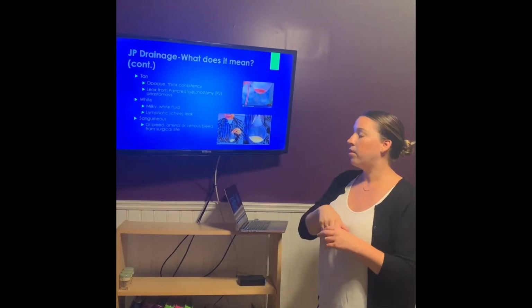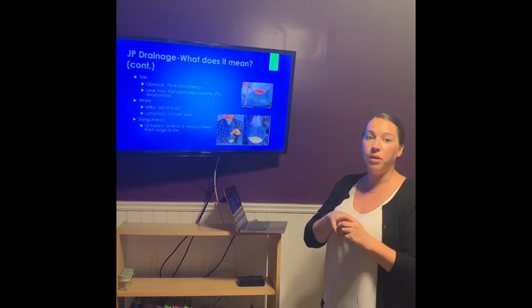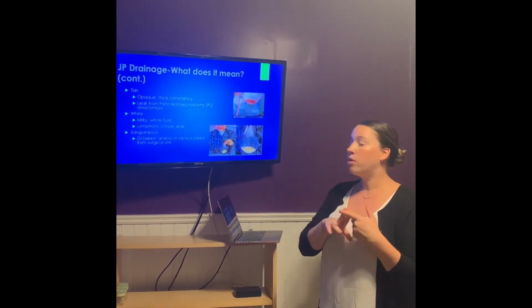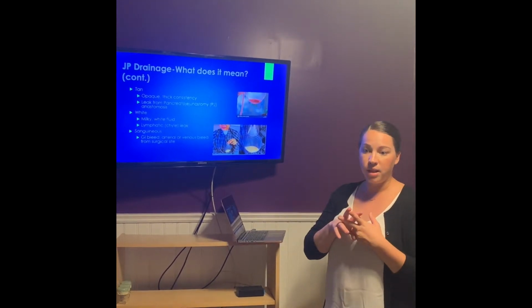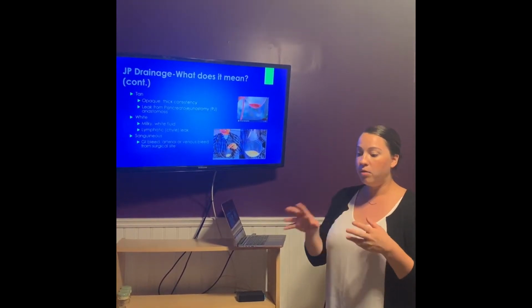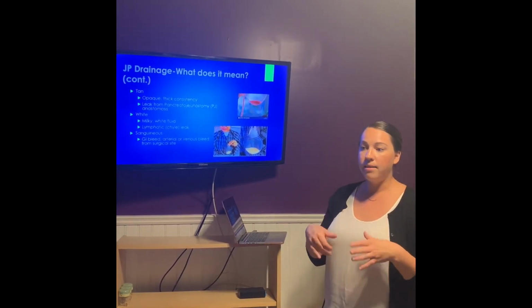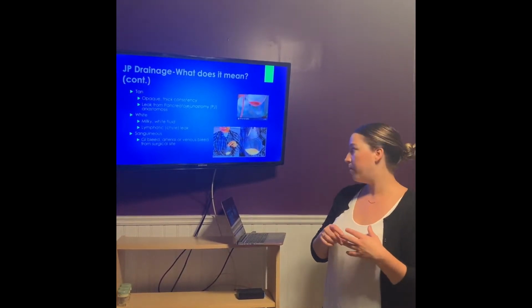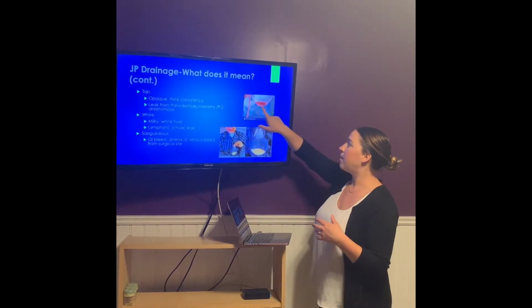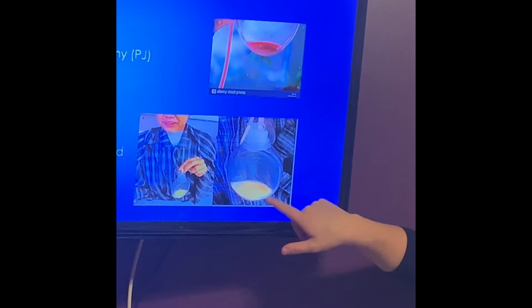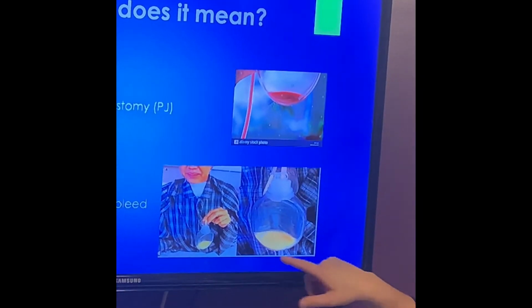And one of the most serious JP drain outputs to look out for is sanguineous output, or bloody output. That could indicate a GI bleed or arterial or venous bleed from the surgical site. If you saw blood coming from a JP drain, you would immediately want to get vital signs, assess your patient, and call the providers. So that's sanguineous output right there. That's really bloody output. And then this is output from like a chyle leak.